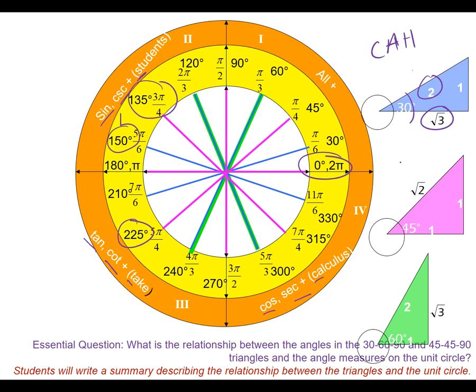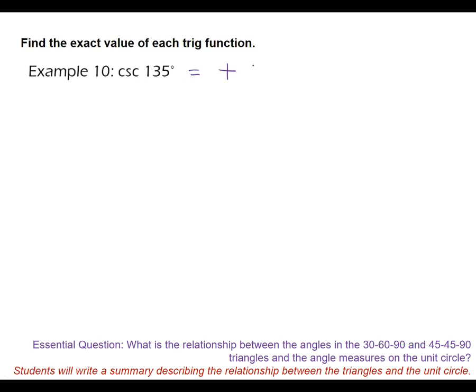And we were doing cosecant. Cosecant is hypotenuse over opposite. So what is the hypotenuse of the pink triangle? Square root of 2. Awesome. What was the opposite of the pink triangle? 1. Alright, so we've got square root of 2 over 1, or couldn't I just write square root of 2?